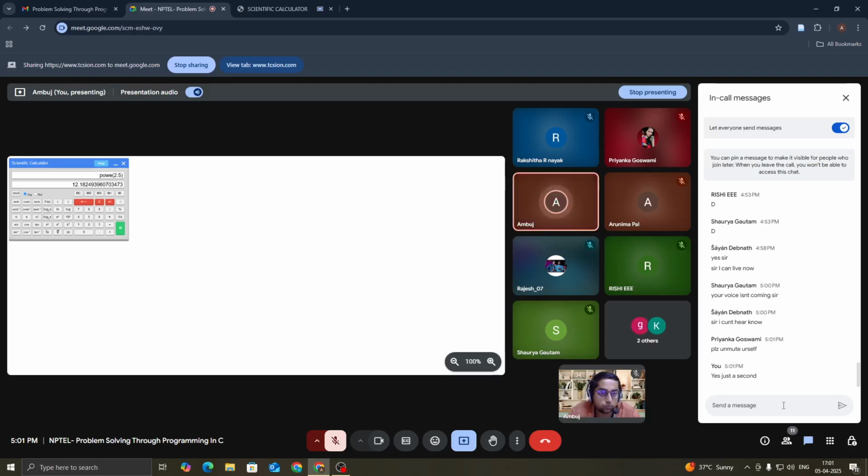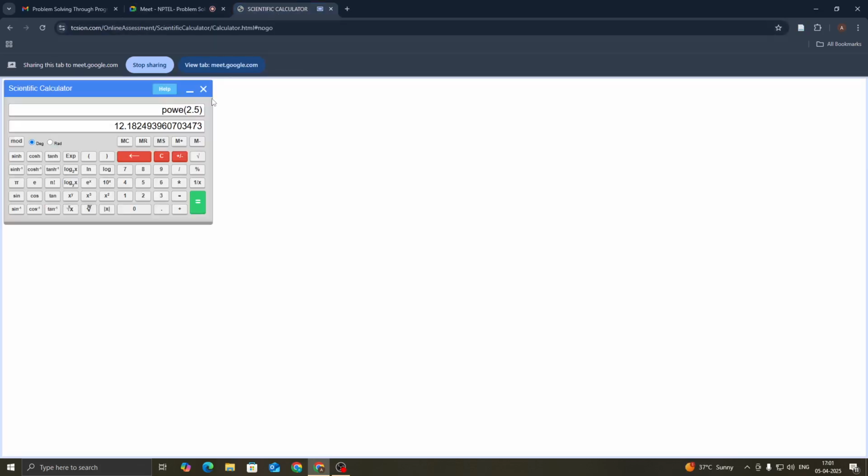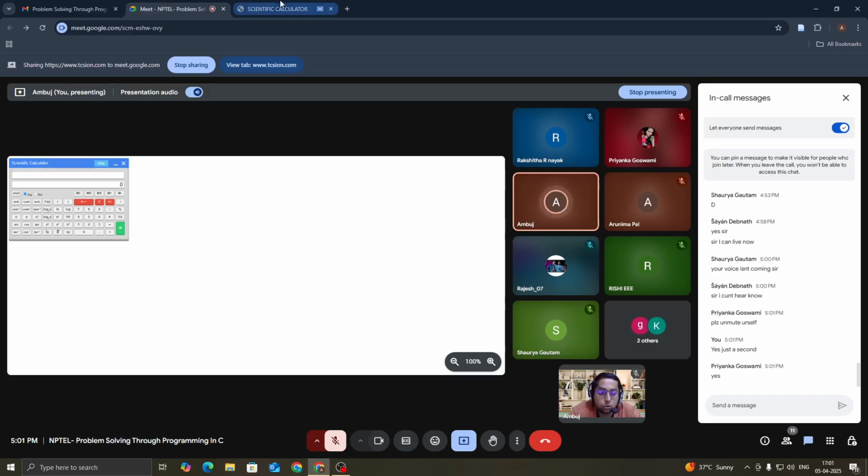Hello, is it audible now? Yes, okay. I was just explaining the use of this scientific calculator. This you will be provided if it is an objective type of question; it would be mentioned. If it is a physical calculator, you are all very well aware how to use it. But for the online scientific calculator, I am explaining its use to you.